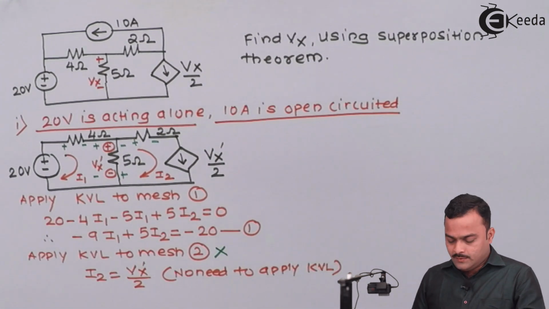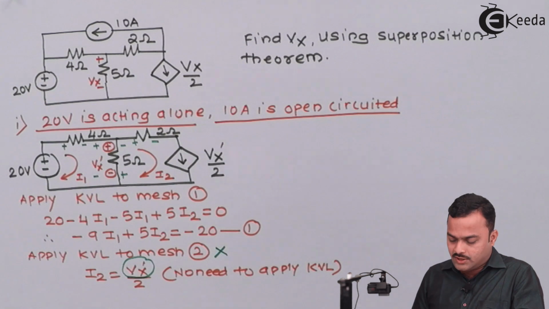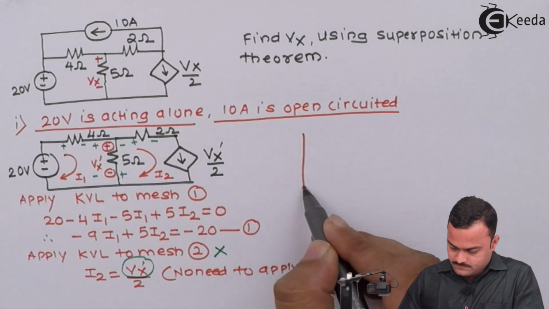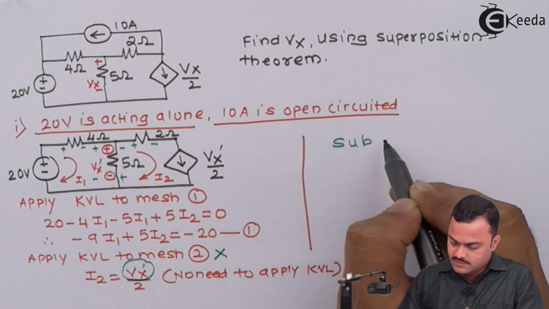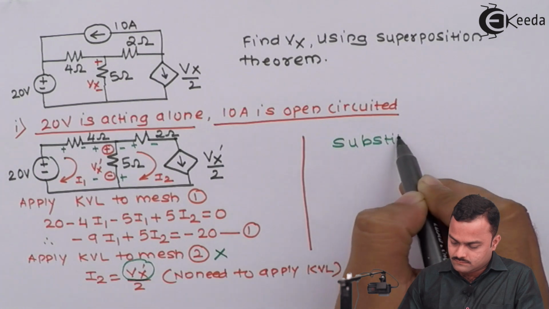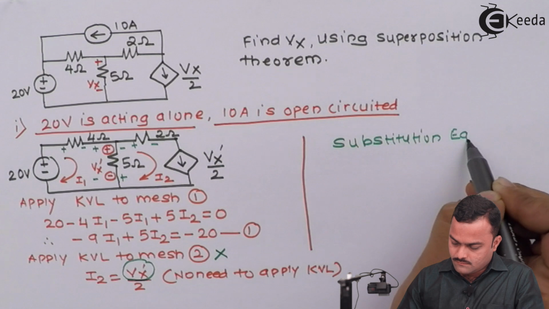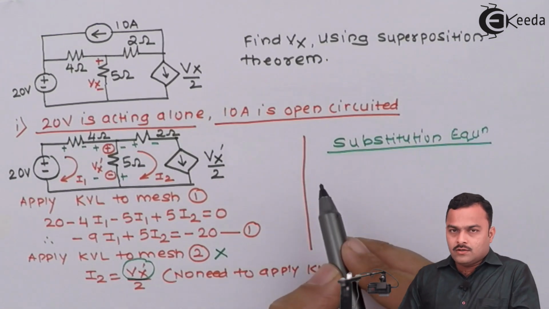So over here, no need to apply KVL. The only problem is that Vx dash is not a variable in our list. We are having the variables I1 and I2 only. So we need a substitution equation for Vx dash. Now pay attention.